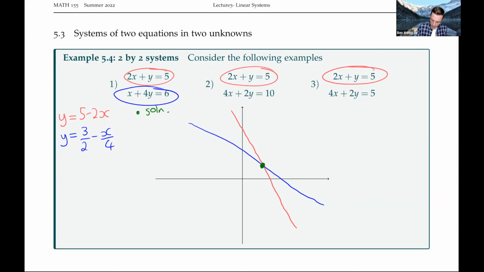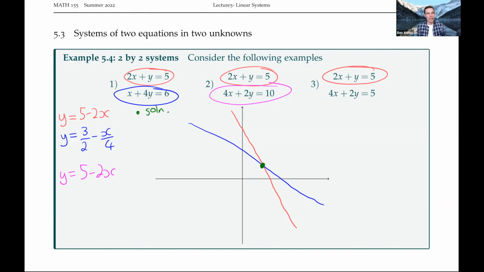What happens if we go into the second example? So if we've now got 4x plus 2y is equal to 10, well, if we rearrange this, then we're going to get y is equal to 5 minus 2x. Well, that's exactly the same equation that we had before up here in red. So that means that our pink line is going to completely coincide with our red line. And what this is saying is we've not got any new information from our second equation.